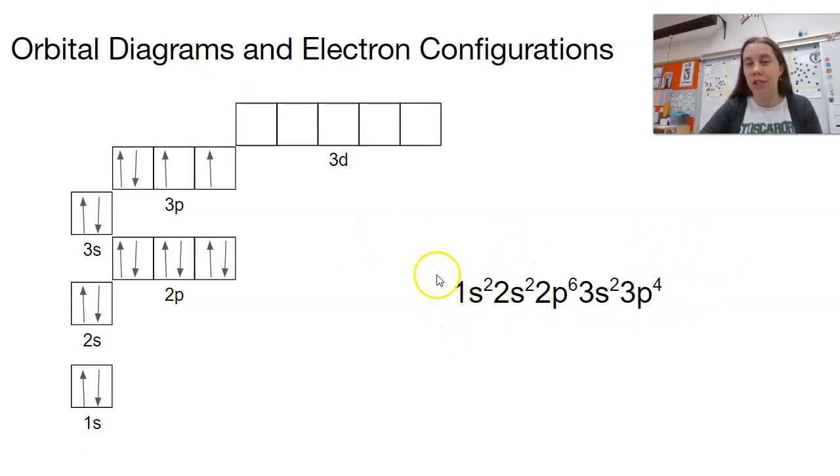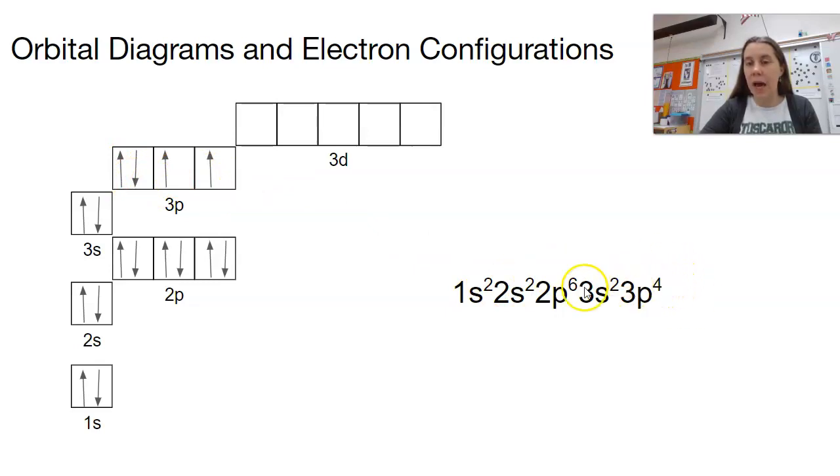So the configuration is just a summary of what we did. So in the 1s orbital, that's the 1s here, we have 2 electrons. In the 2s sublevel, we have 2 electrons. In the 2p, we have 6, so there's 6 here. The 3s has 2, and then the 3p has 4. So that's where all our numbers come from.